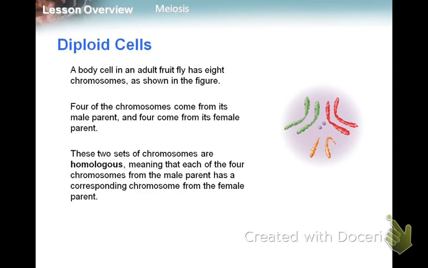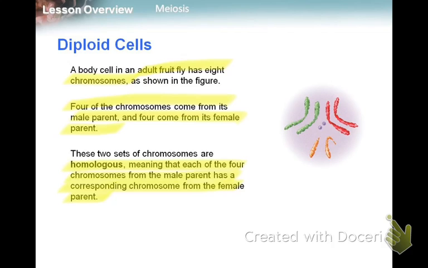If we're talking about a fruit fly, there are 8 chromosomes as shown in this figure. You see that in the nucleus. 4 of the chromosomes come from the male parent and 4 come from the female parent, in a sexually reproducing organism. These 2 sets of chromosomes are called homologous chromosomes. Each of the 4 chromosomes from a male parent has a corresponding identical chromosome from the female parent.